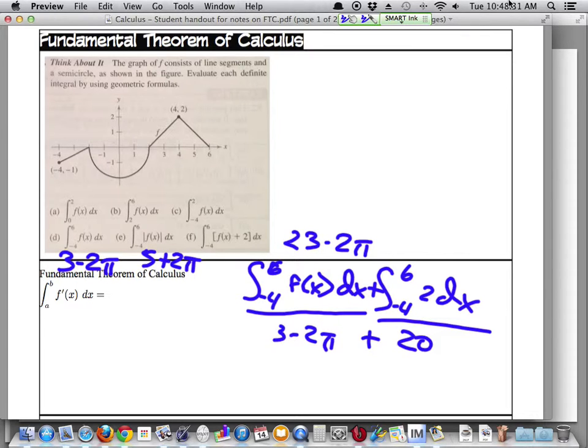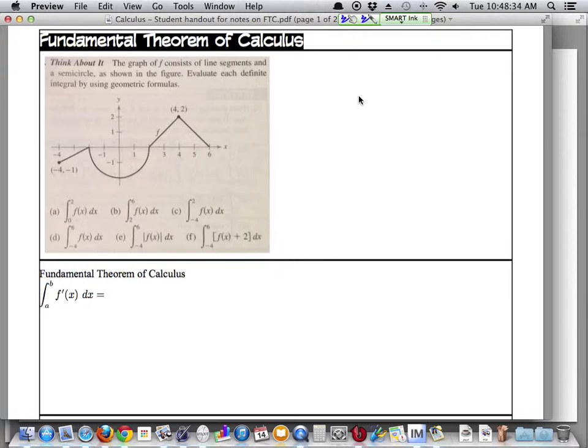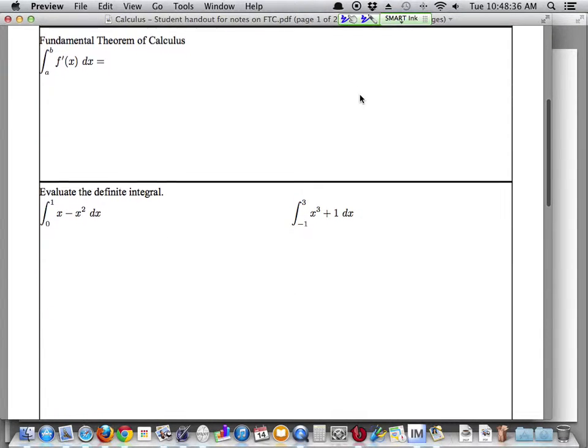All right, now let's get into the fundamental theorem of calculus. I have a definite integral from a to b of f prime of x dx. The fundamental theorem of calculus says that this is equal to f of b minus f of a. Somebody tell me why that makes sense. Because you have the b minus a thing.